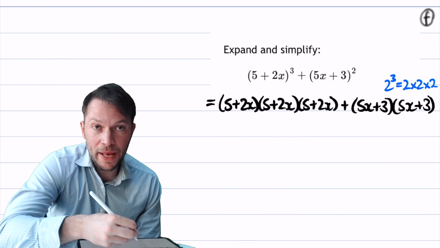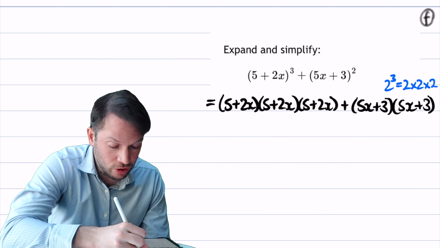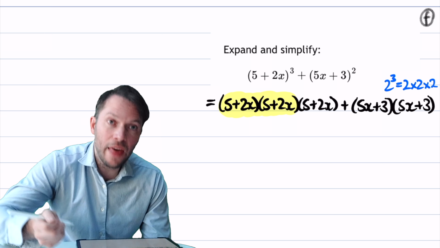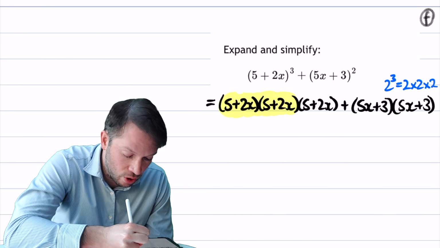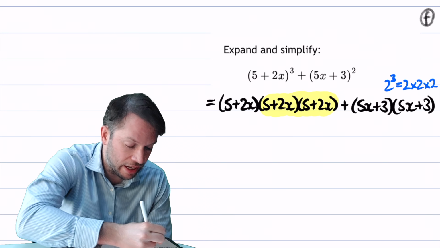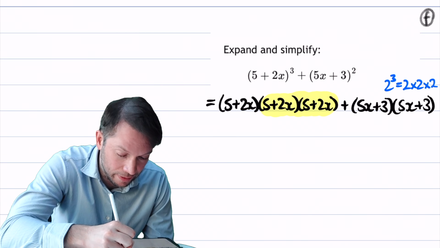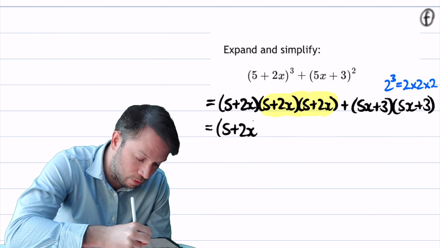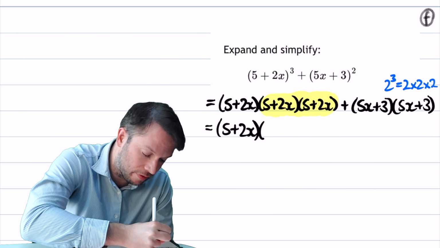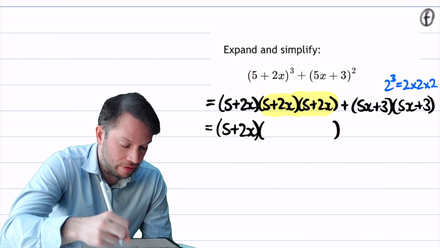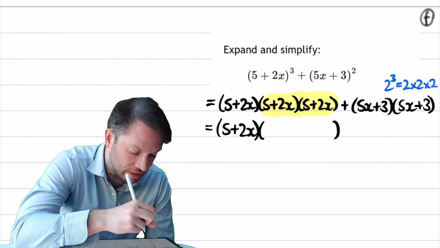Now, remember how we expand out three brackets? We just do two brackets at a time. So we can either do the first bracket times the second bracket and then multiply that by the third bracket. Or, and this is what I prefer, I do the second bracket times the third bracket and then multiply that by the first bracket. So I'm going to leave the (5 + 2x) at the front as it is and multiply out the second and the third bracket. I'm just going to do this a bit more quickly. I'm going to do each term in the first bracket times each term in the second.